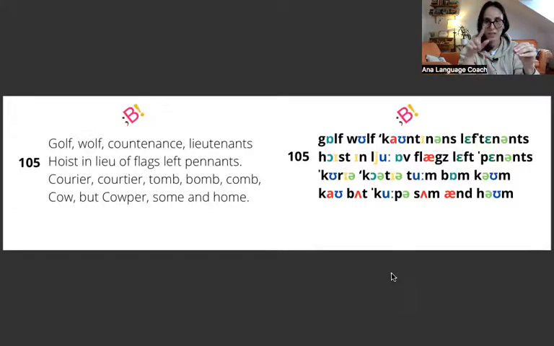And then we have hoist, hoist in lieu. Can you see the J that is colored with E, because that's the sound E. So lieu of flags, flags, left, pennants, pennants, courier, courier.